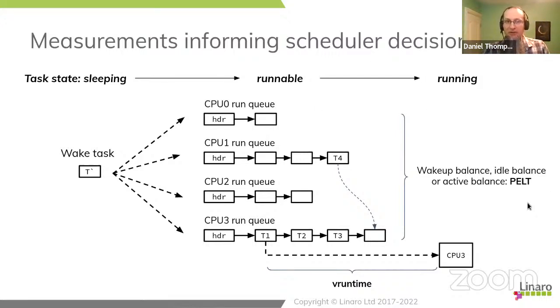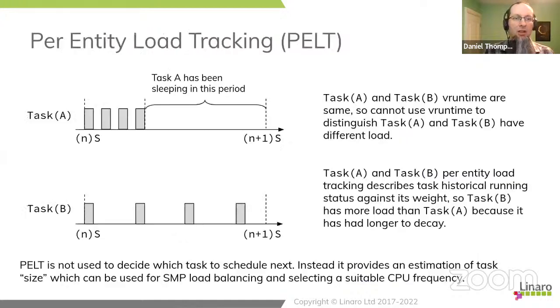So PELT is one of the major measurements that inform scheduling decisions, and the other major tool for scheduler decisions is vruntime, which is simply the estimated runtime that a particular task has spent on a CPU. The fundamental goal of fairness is to provide each task with the same amount of runtime. So vruntime is the metric that measures how much time tasks have spent executing.